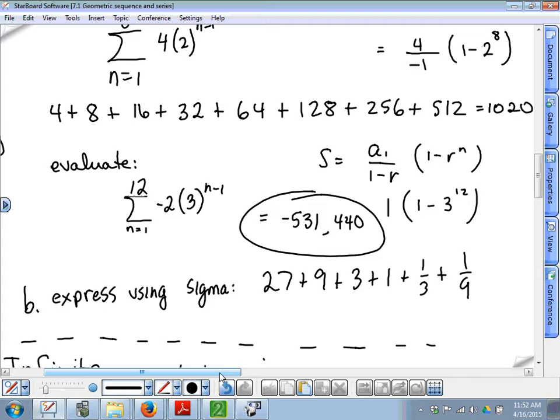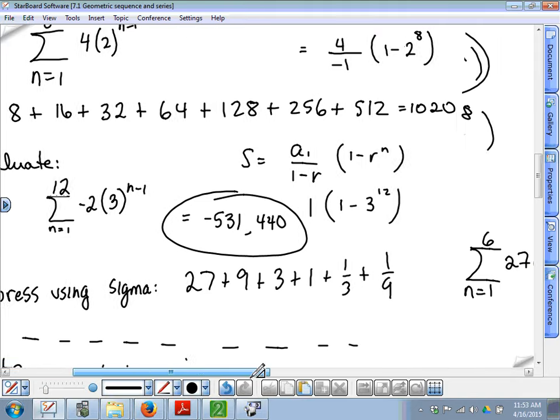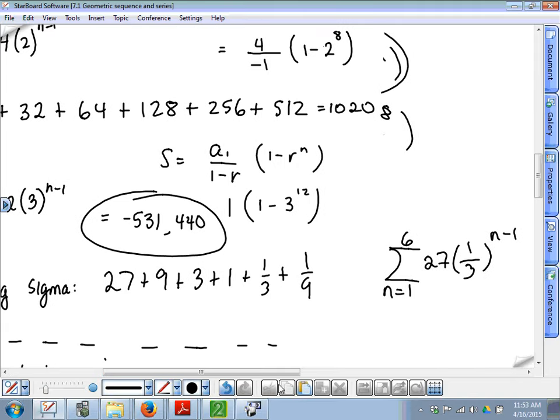First term, obviously, is 27. The common ratio is less obvious, but it's still pretty easy to find. What's the common ratio? 1/3. So it should look like this. The summation from 1 to 6 of 27 times 1/3 to the n minus 1.